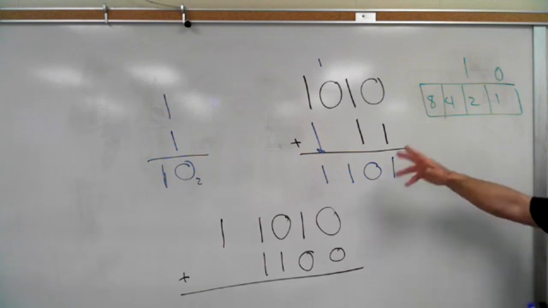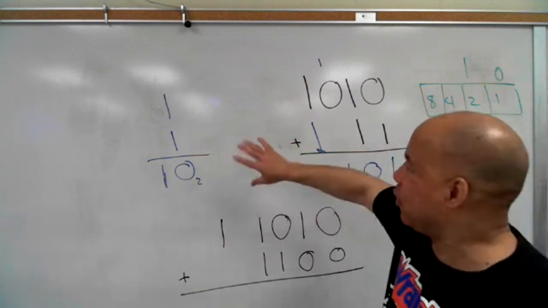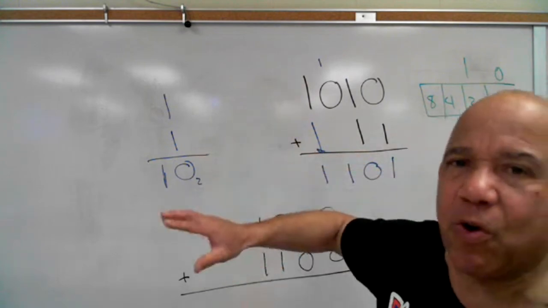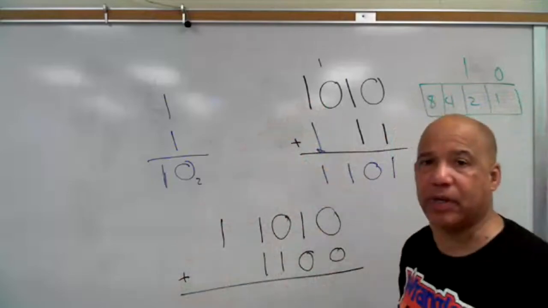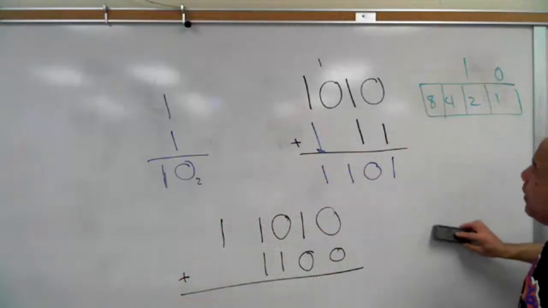So this works. This is kind of what computers do. They do it using AND, OR, NOT gates, but they do exactly what we're doing here when they're doing math. What about this big one down here?